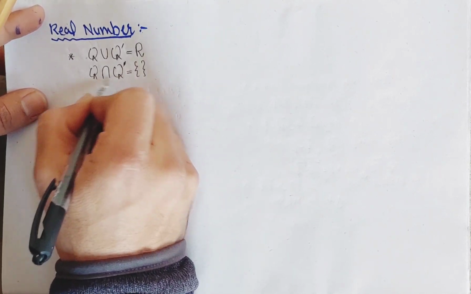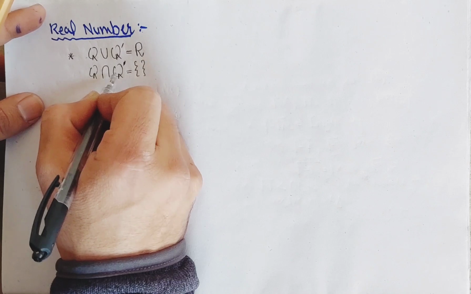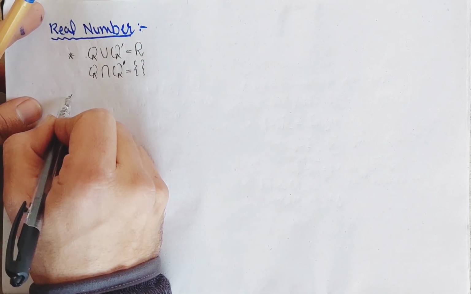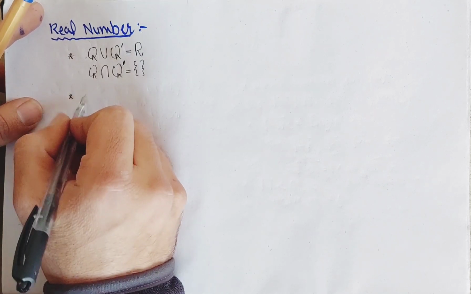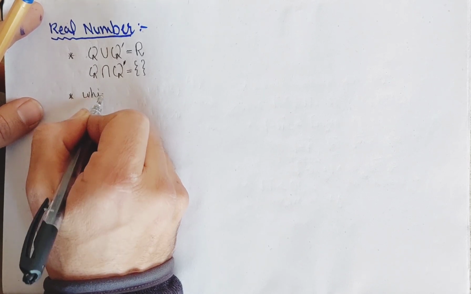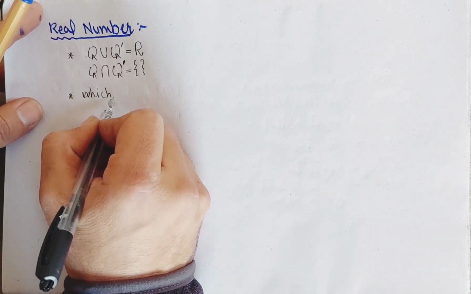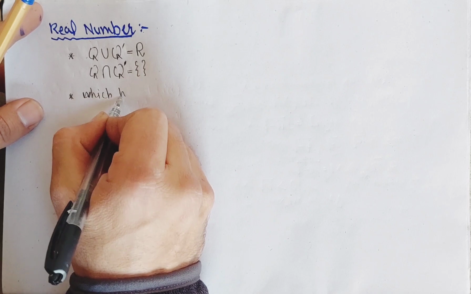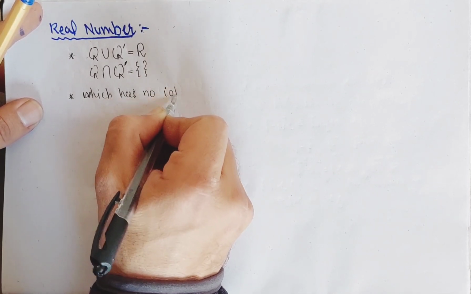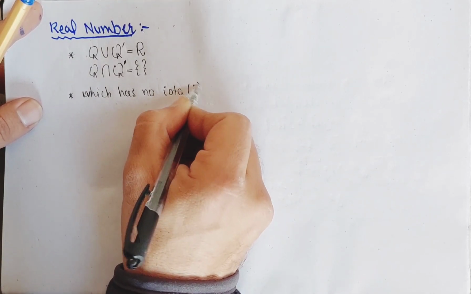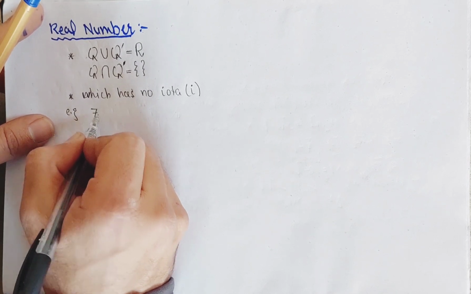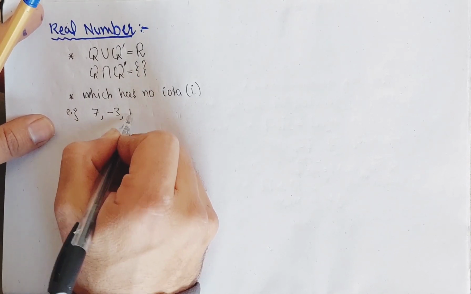I can also define it: real numbers are those numbers which contain no iota. जिसके साथ कोई आयोटा ना हो तो उसको रियल नंबर कहते हैं. For example, 7, minus 3, 11, 1.1, 23 by 14, etc. These numbers contain no iota.